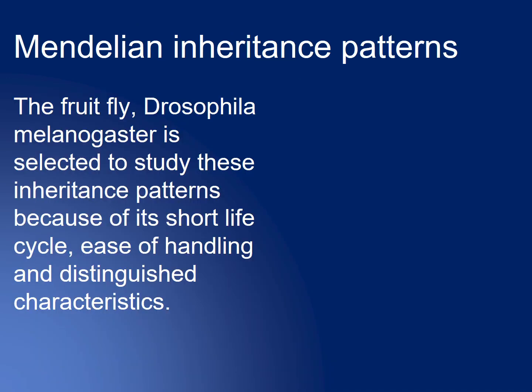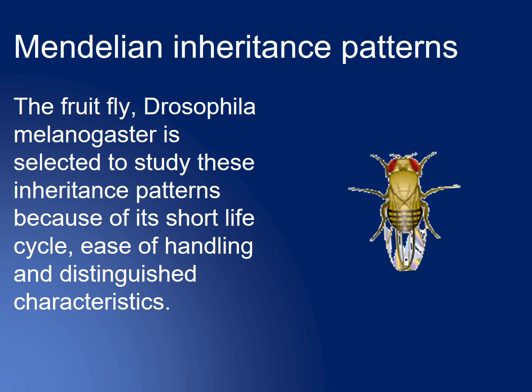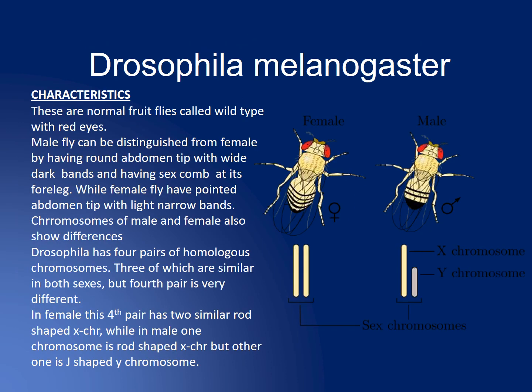Now, Mendelian inheritance pattern. The fruit fly Drosophila melanogaster is selected to study these inheritance patterns because of its short life cycle, easy to handle, and possessing distinguishable characteristics. The figures show the normal fruit fly called the wild type with red eyes.